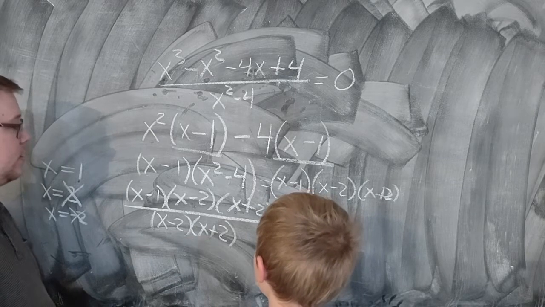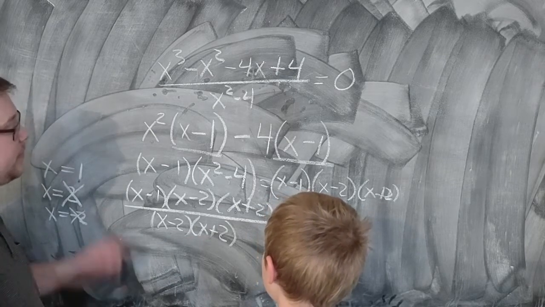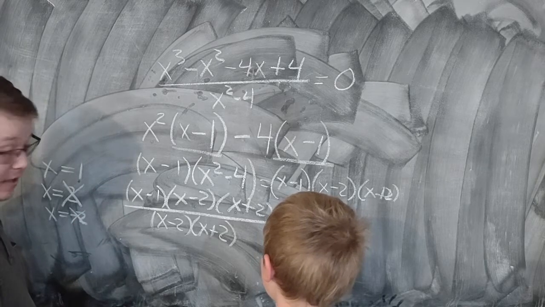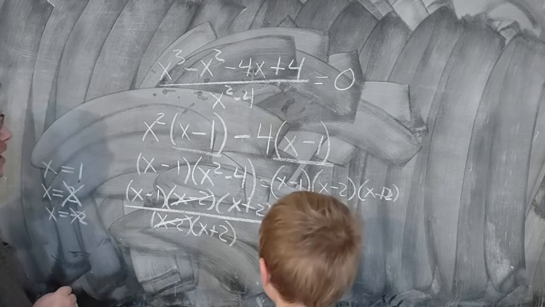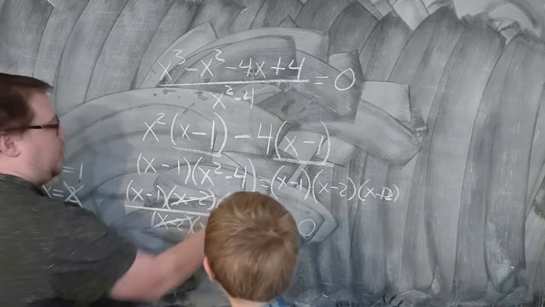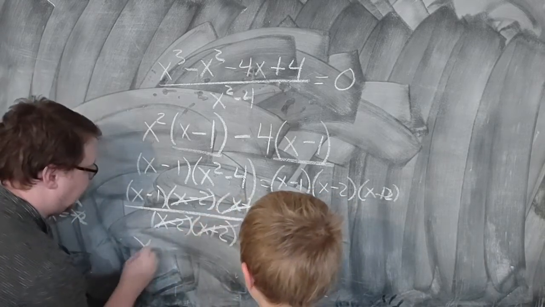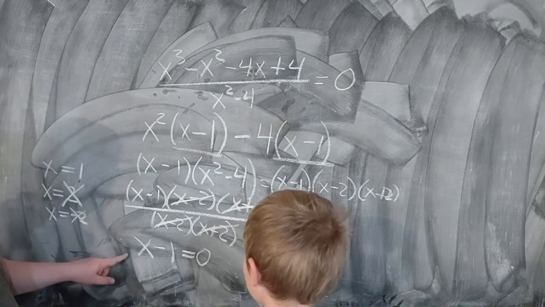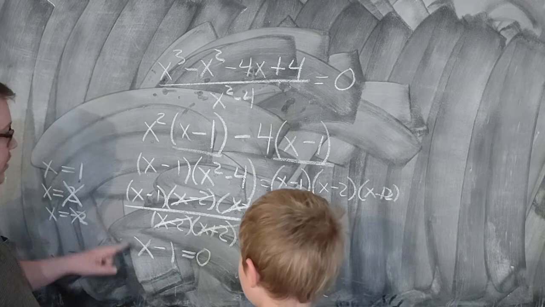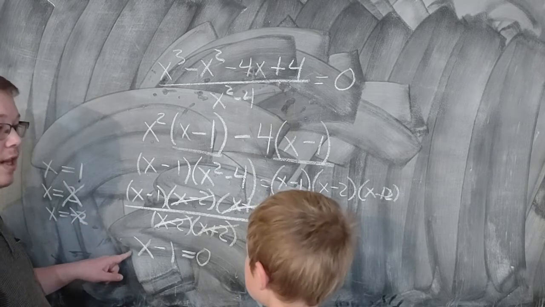Right? One thing you could do is, before we plug it in, we could do what you, I think, wanted to do, and cancel. So really, we just have x minus 1 equals 0. Is this the same as this? These two equations are equal for all x?